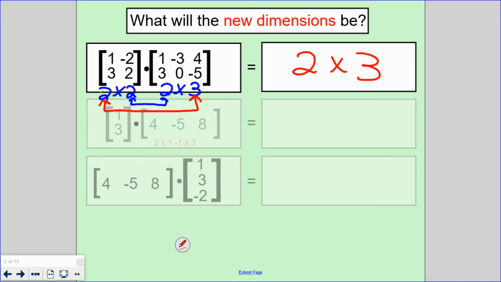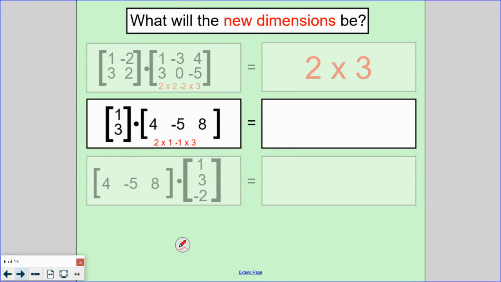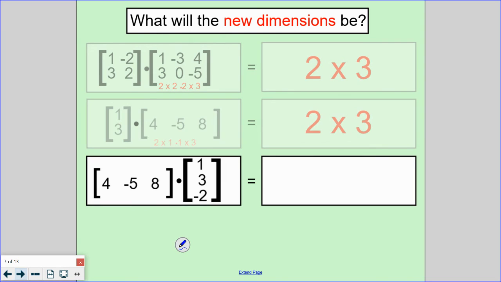All right, let's look at the next one here. Here we have our 2 by 1 multiplied by this 1 by 3. We can see these numbers are the same, so they can be multiplied. And our answer, remember, are the outer two numbers. The answer here is also going to be a 2 by 3.